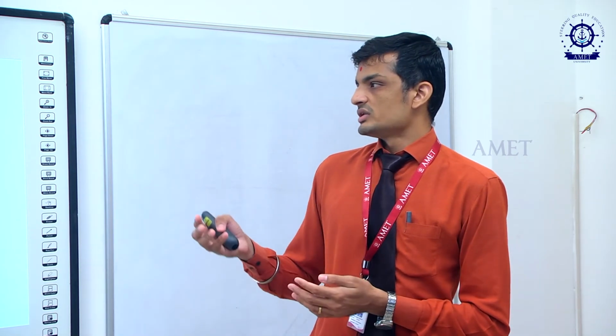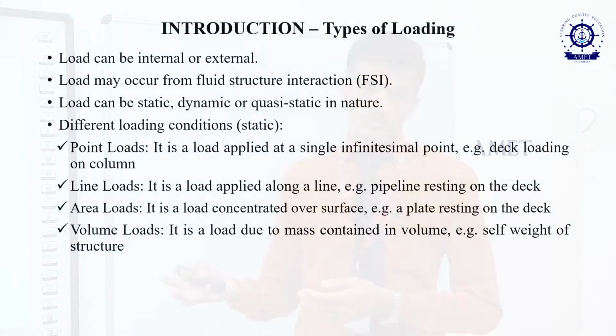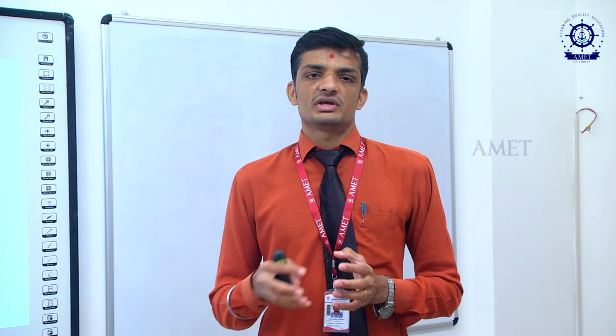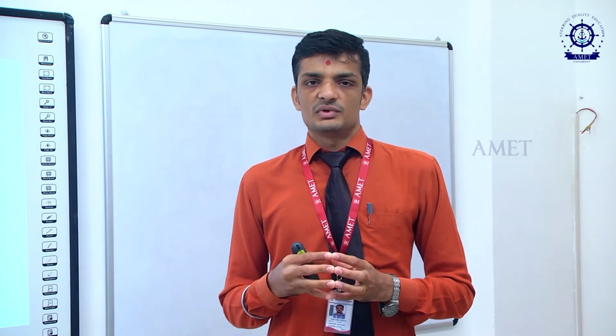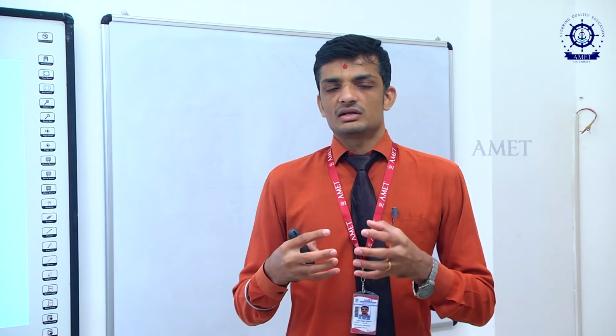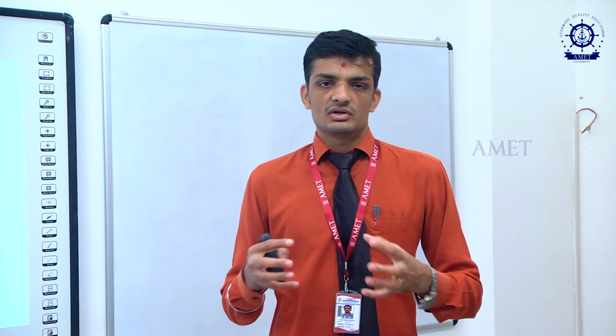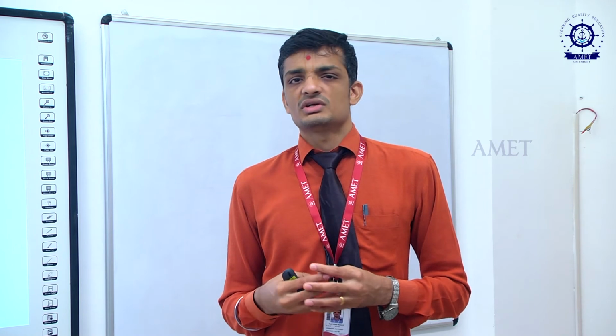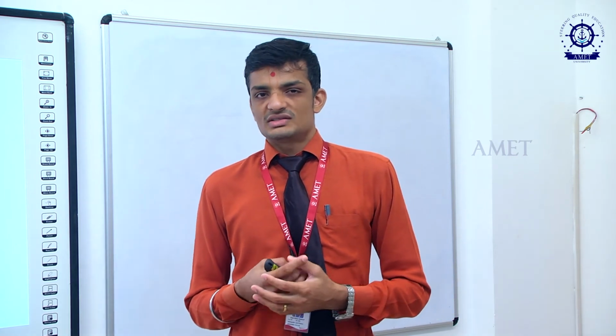So there are four categories normally we talk about. It could be point load, it could be a line load, it could be area load, or it could be volume load. So point load is specific, it acts at the particular location. Let's take an example. Suppose there is a crane on a deck. So the whole load of the crane will be acting in the particular location, right? So that you could consider as a point load or as a surface load.